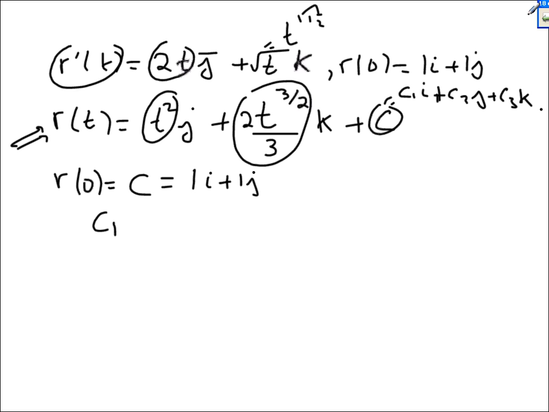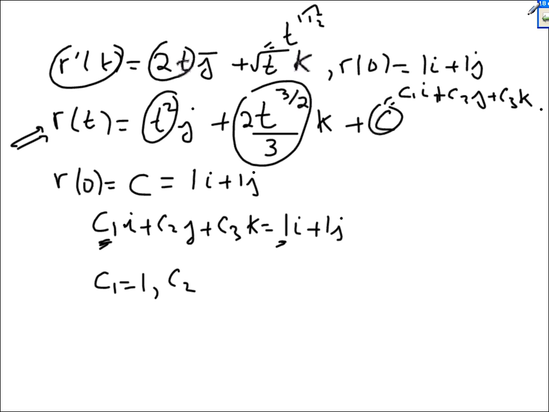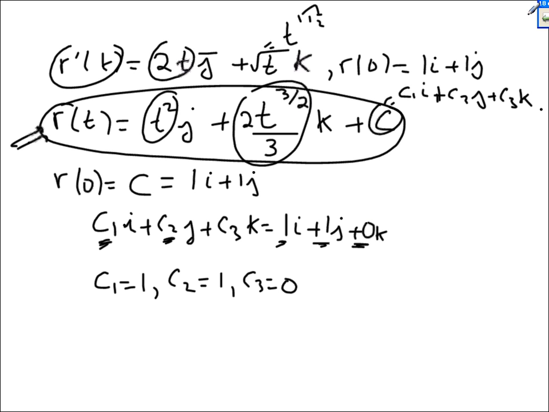That is, c1 i plus c2 j plus c3 k is 1i plus 1j. That is, c1 is 1. Okay, c1 is 1, c2 is 1, and c3, well, understand that we're adding 0k, so c3 is 0. So now I can go back to this equation here and write down what r of t is.